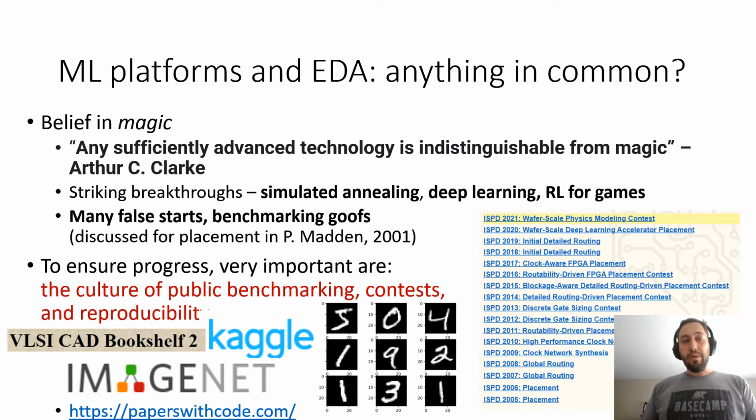For example, Patrick Madden wrote a paper describing such examples for placement. To ensure that progress is real, very important are the culture of public benchmarking, contests, and reproducibility of results. This is equally true in the ML community and in the EDA community. In particular, impactful advances in placement have been validated by contest wins.